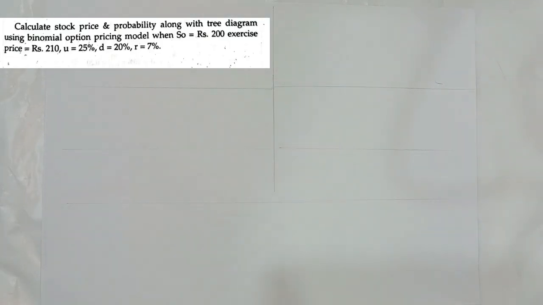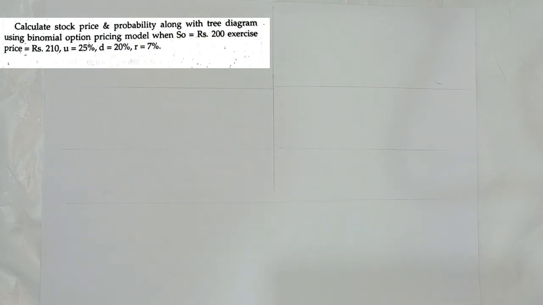The question reads as: calculate the stock price and probability along with the tree diagram using binomial option pricing model, when S0, that is the spot price, is given as 200, exercise price is given as 210, the upswing is 25%, downswing is 20%, and the risk-free rate of interest is given as 7%. So chalo, let us see how to solve this particular sum.